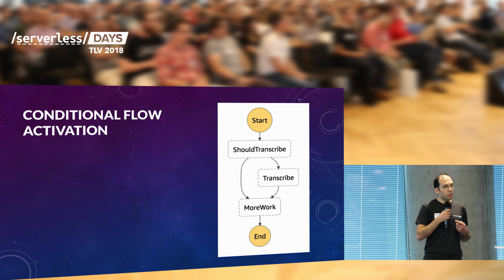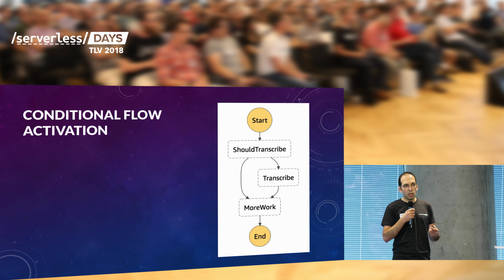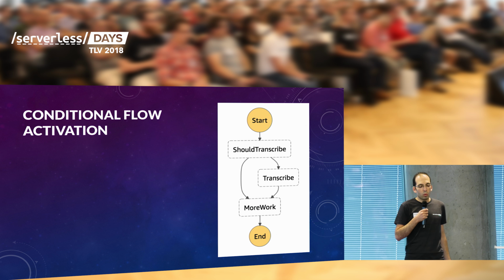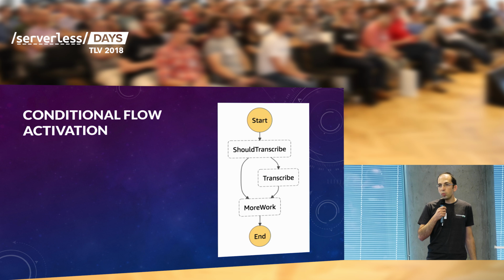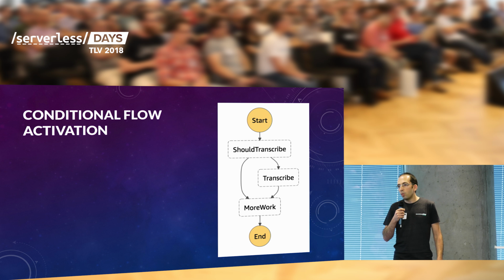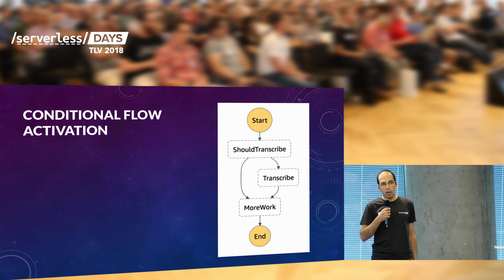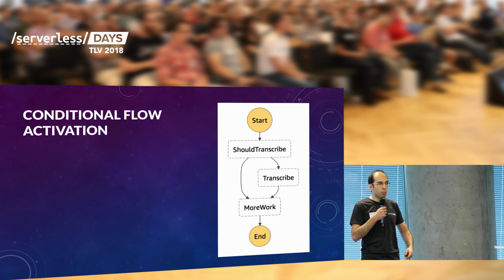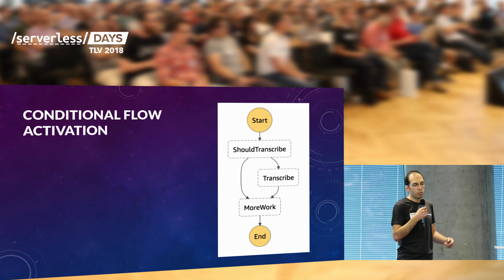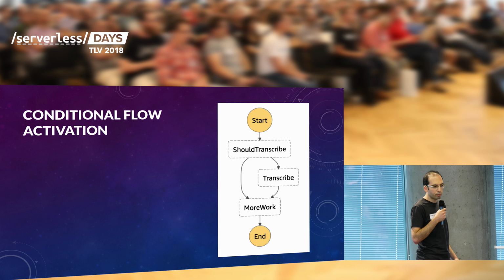So how did we use these features to implement our flow? First, we use a conditional flow. Not all voicemails need to be transcribed. It depends on user settings, on environment variables, and other factors. So we have that option to skip invoking a specific Lambda.